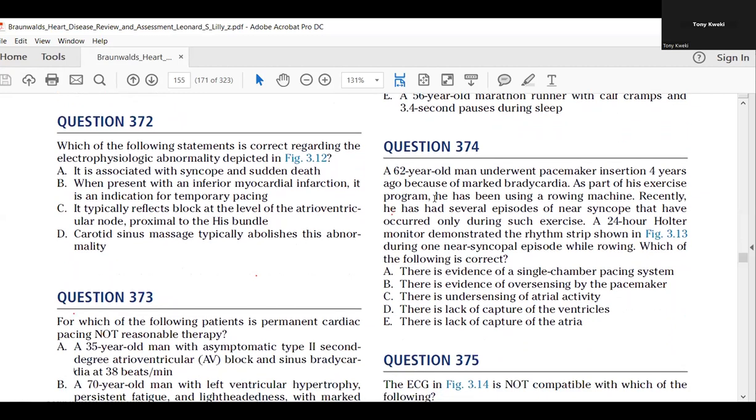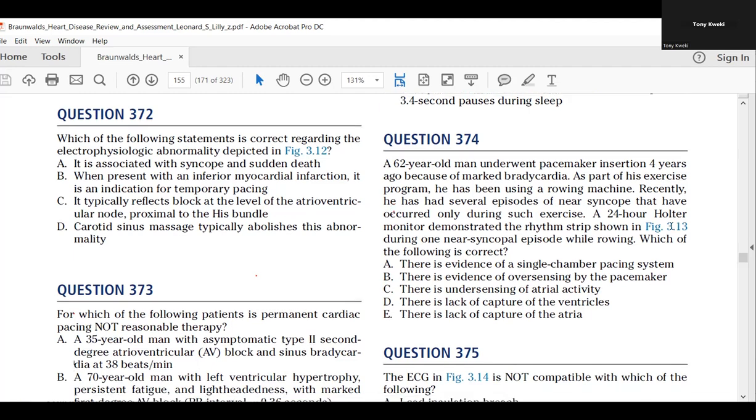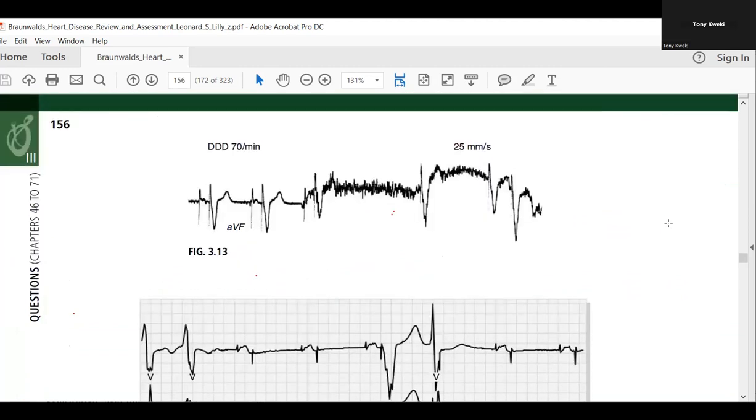So, we jump to 374. A 62-year-old man underwent pacemaker insertion 4 years ago because of marked bradycardia. As part of his exercise program, he has been using a rowing machine, and recently he had several episodes of syncope that have occurred only during such exercise. So a 24-hour Holter was ordered for the patient, and there was a reading strip, Figure 3.13. The question is, during one syncopal episode while rowing, which of the following is correct?